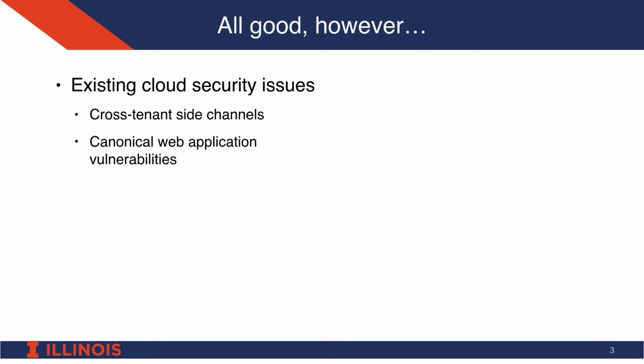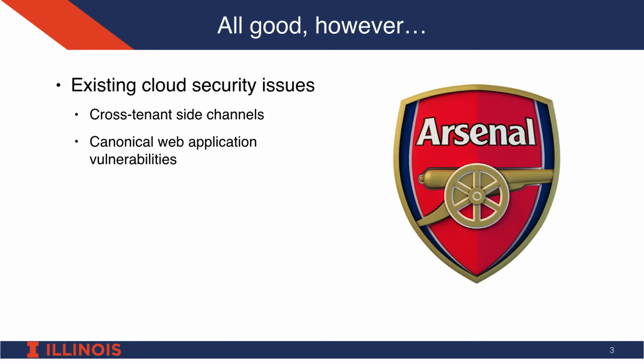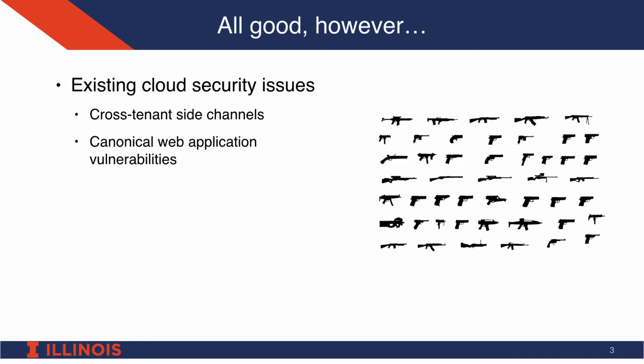Although all this sounds very good, there are some pitfalls as well. The diverse and distributed nature of serverless applications has led to the resurgence of prevalent cloud security issues like cross-tenant side channels and other web application vulnerabilities. Consequently, the attackers are now equipped with an arsenal, no, not the soccer club, but a set of attacks against existing cloud security measures directed towards numerous heterogeneous components of the serverless ecosystem.